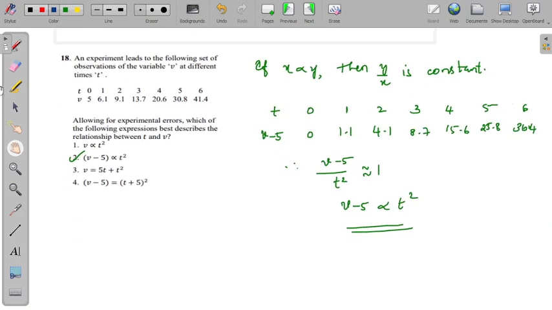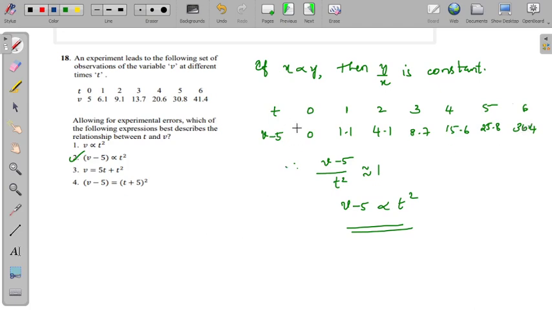Now, 18th question: an experiment leads to the following set of observations of the variable v at different times t. Allowing for experimental errors, which of the following expressions best describes the relationship between t and v? When a variable is directly proportional to another variable, their ratio will always be a constant. y by x or x by y is always a constant, anything is fine. Now, t is given here, v minus 5. I'll calculate 5 minus 5, 0. Then 6.1 minus 5 is 1.1, 9.1 minus 5 is 4.1, and so on.